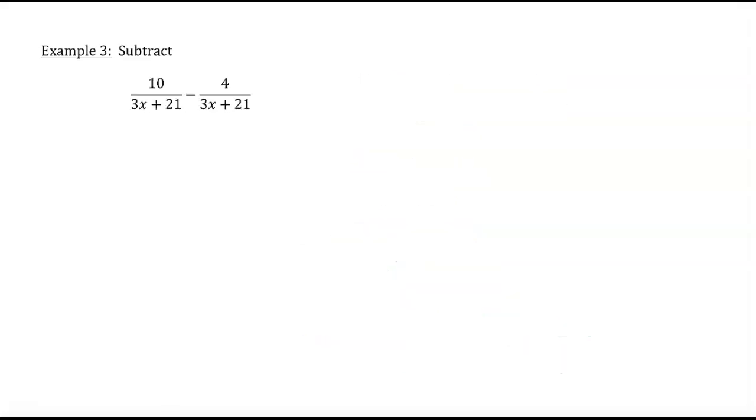In example 3, we are going to switch from adding two rational expressions together to subtracting. Now we have 10 over 3x plus 21 minus 4 over 3x plus 21. And just like with addition, as long as we have the same denominator, we can simply subtract the numerators. So this becomes 10 minus 4 divided by 3x plus 21. Since 10 minus 4 is 6, we have 6 over 3x plus 21.